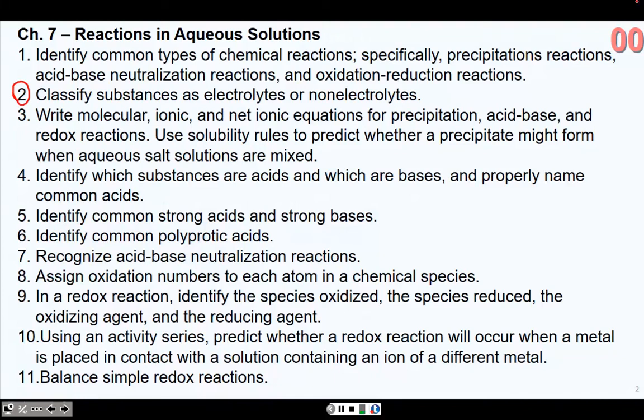To continue the discussion of topics about reactions of ionic compounds in solution, we need to talk about typical kinds of chemical reactions, specifically three particular ones: precipitation reactions, acid-base neutralization reactions, and oxidation-reduction reactions. I'm going to give you a very short discussion of those three types of reactions on this recording.